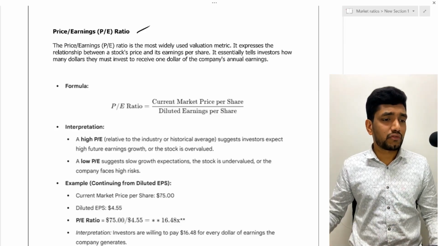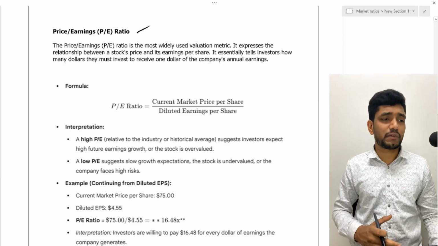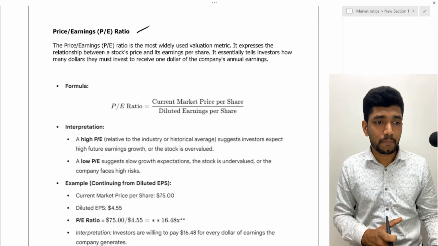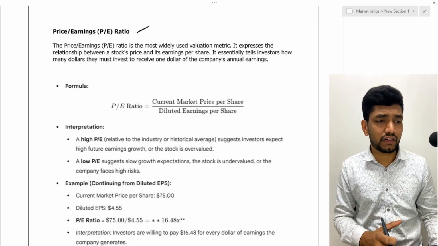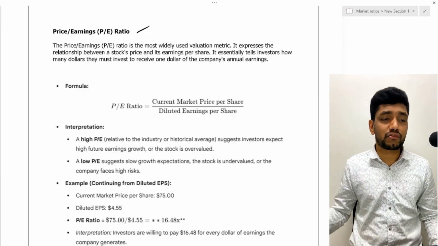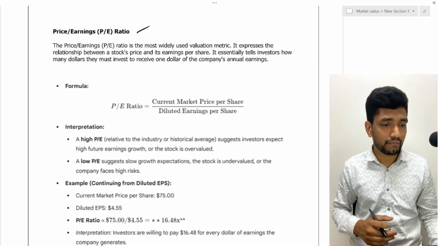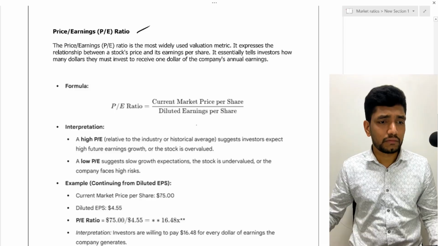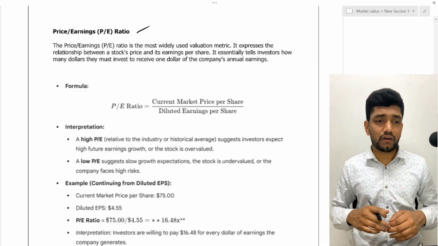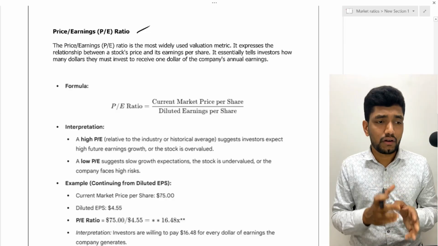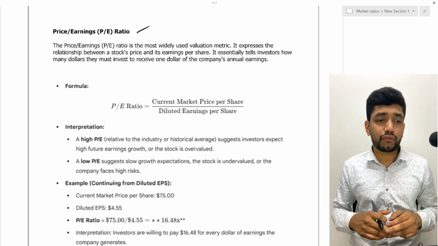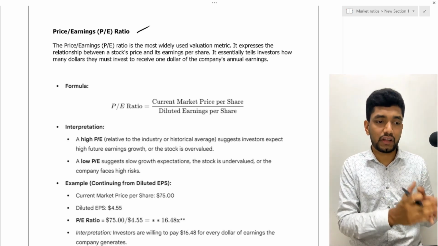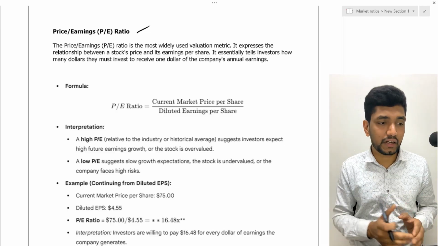Price earning ratio is the most widely used valuation metric. It expresses the relationship between a stock's price and its earning per share. It essentially tells investors how many dollars they must invest to receive $1 of the company's actual earning. So the current market price tells how many dollars they have to invest to receive $1 of the company's annual earning. Again, it is comparing the company's market price per share with the earning or diluted earning per share.